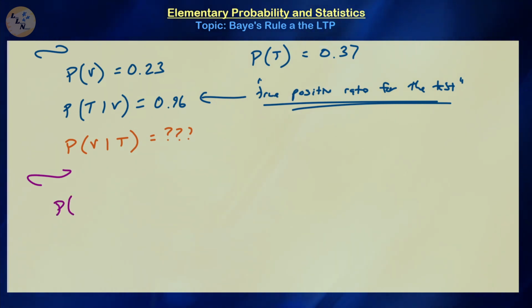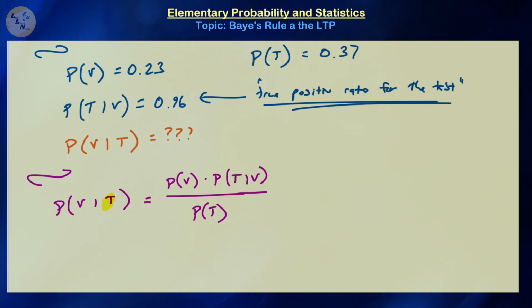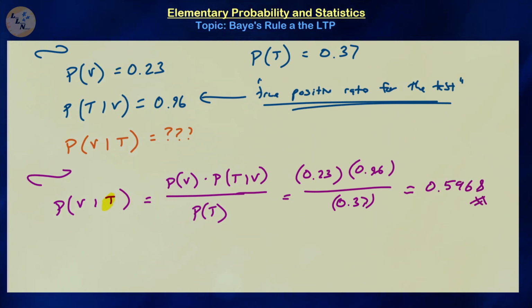So using the Bayes rule, the probability of V given T is going to be equal to, so always, this condition pretty much acts as the sample space. So it's always going to go on the bottom. And on the top, that's going to be the probability of V times the probability of T given V. So that's going to be the probability of V, which is 0.23. Probability of T given V, that's going to be 0.96. All over the probability of T, that's given to be 0.37. Multiply the tops and then divide by the bottom. That's approximately equal to 0.5968. So that is one application that you could use for the Bayes rule, which reverses the direction of the conditional probabilities, for which you may or may not be interested in.